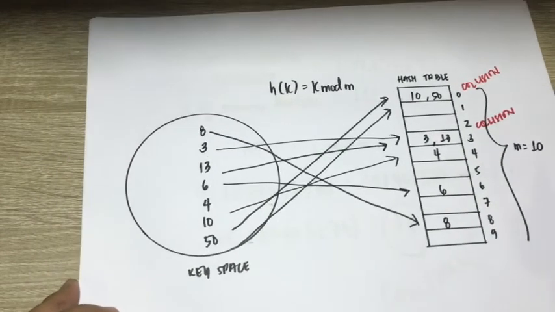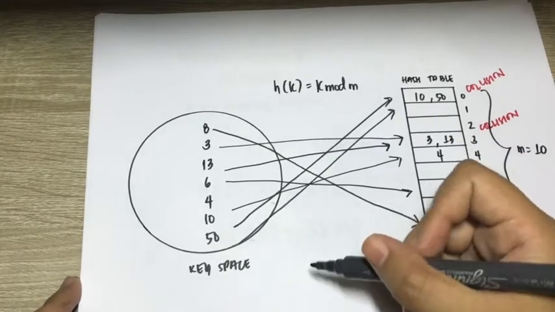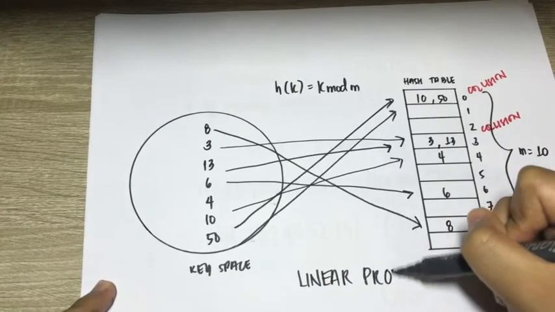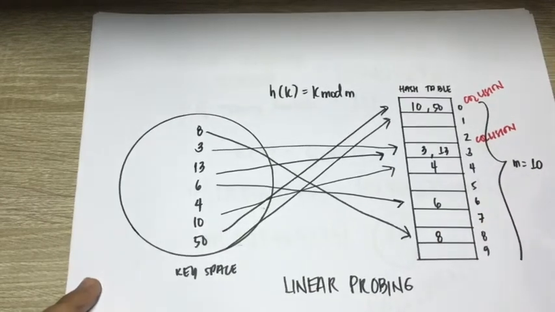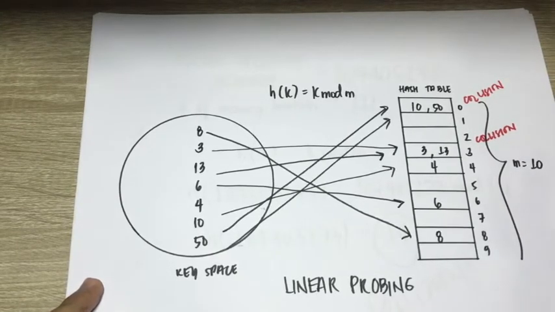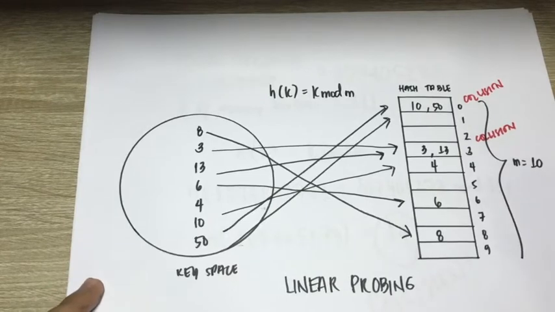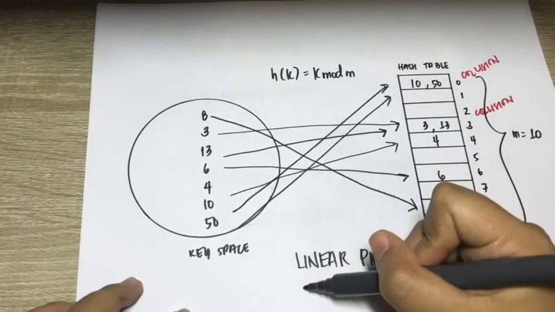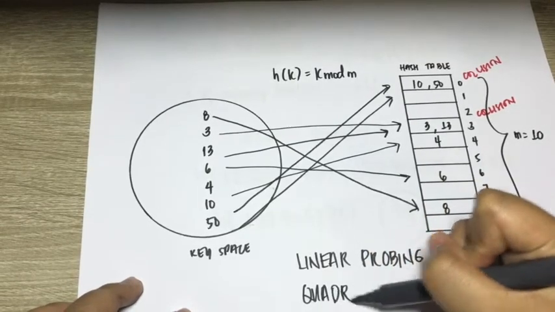Again, there are two possible ways to counter collision, and the first is what we call linear probing. In linear probing, whenever we encounter a collision, we move to the next available memory location. For quadratic probing, on the other hand, instead of just moving to the next available memory location, we apply a certain relationship wherein we square some value, and then we apply that and locate the result in the hash table. That is the idea behind quadratic probing.